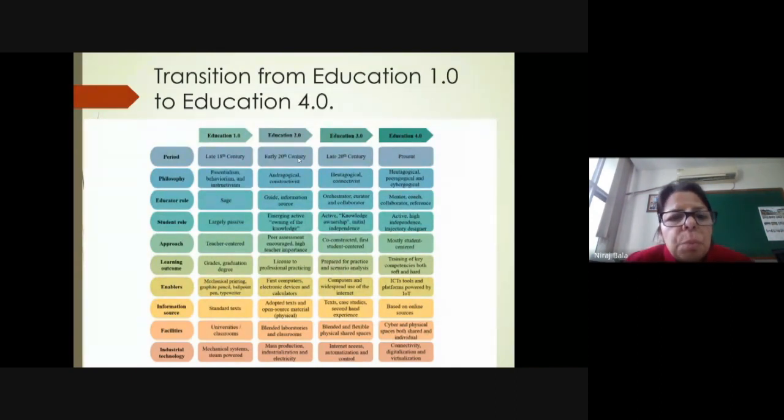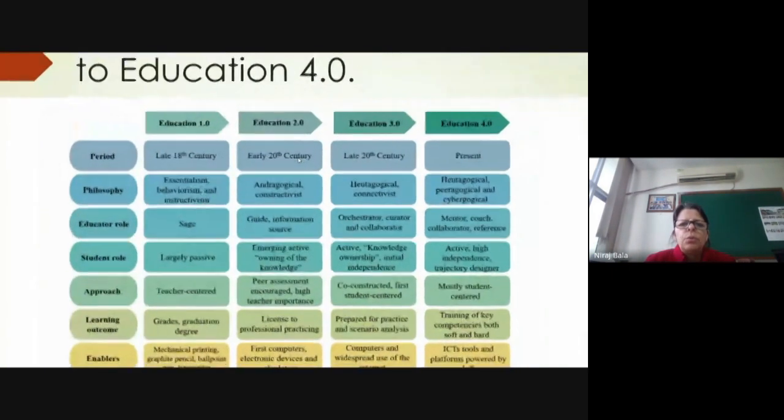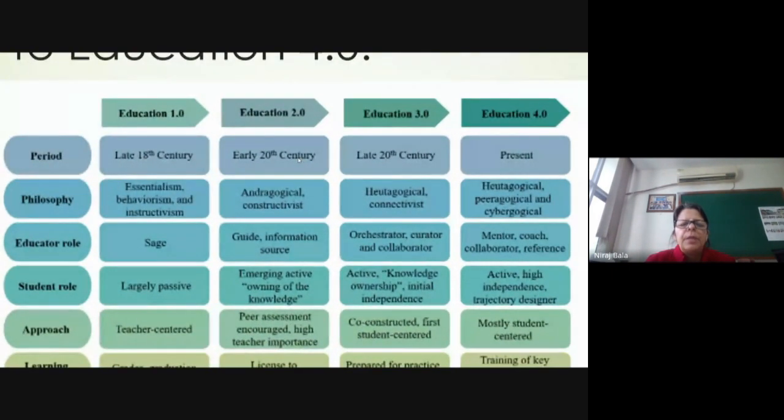Then what is the philosophy? Let us move. Hope this slide is visible to you. Let me enlarge it a little bit. Now when we move to the second point in the education system, philosophy: what was the philosophy in 1.0, 2.0, 3.0, 4.0? Here I would also like to take some inputs from your side.